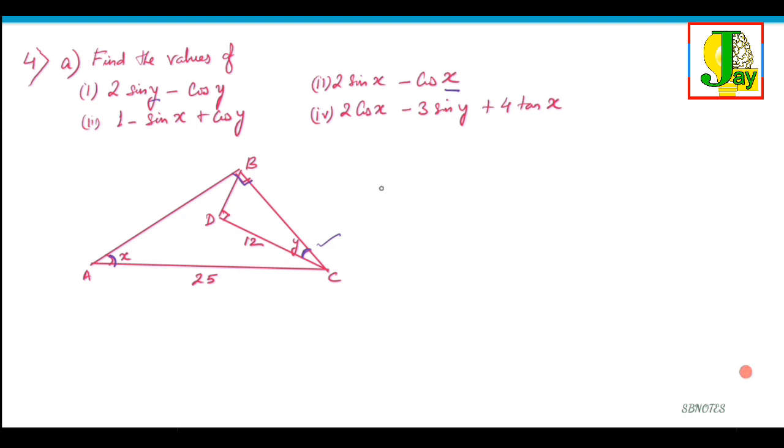Here we see that AC is given 25 and CD is given 12. In triangle BDC we have two sides, so the third side we can easily find out. Triangle BDC is a right triangle. Therefore, using Pythagoras theorem, BC equals root over 12 square plus 9 square. You can use this step directly.